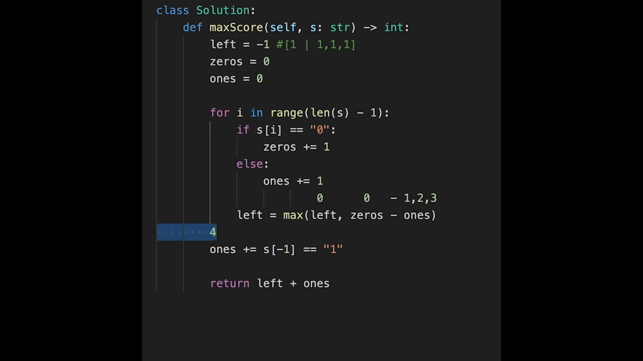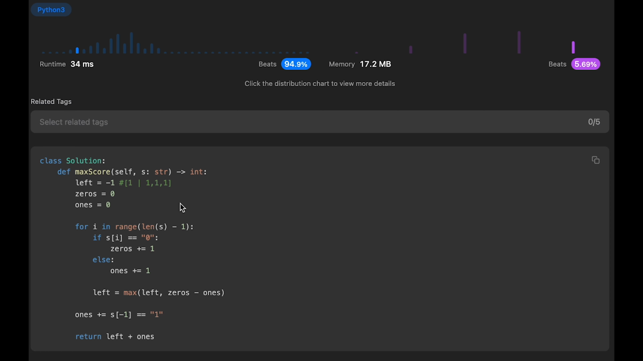Okay, let me clean up. Like this. Yeah, I think that's fine. So let me submit it. Yeah, looks good. The time complexity of this solution should be order of n, because we iterate through all characters one by one. And the space complexity is, I think, O(1). We don't use any extra data structure.